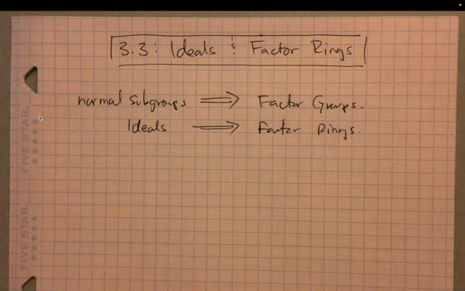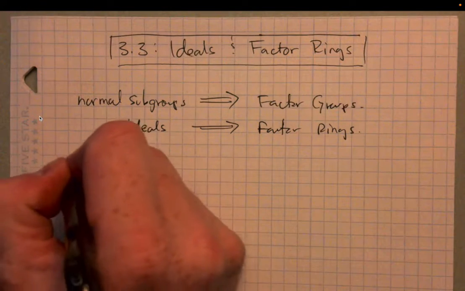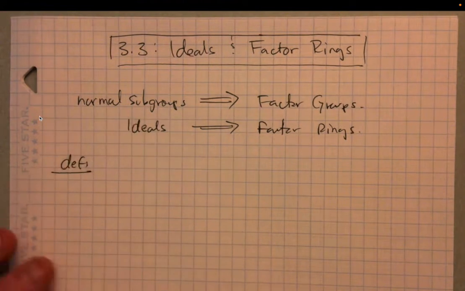But this is going to be a somewhat more complicated concept, this ideal and factor ring, because it's to do with rings rather than just groups. So a ring naturally has all of the components of a group, but also has the multiplication. All right, so let's go ahead and define an ideal.